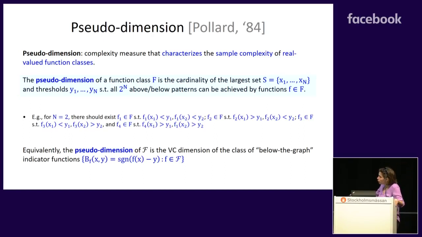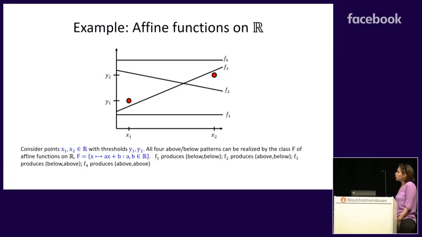But the notion that we're going to use, the intuition that we'll use throughout the tutorial, is this notion of shattering in the real value sense. So let me just give you one more pictorial example. For example, the class of affine functions on the real line, just simple affine functions on the real line. This class of affine functions can actually shatter in a real value sense 2 points. In particular, it can shatter these 2 points over here, x1 and x2.